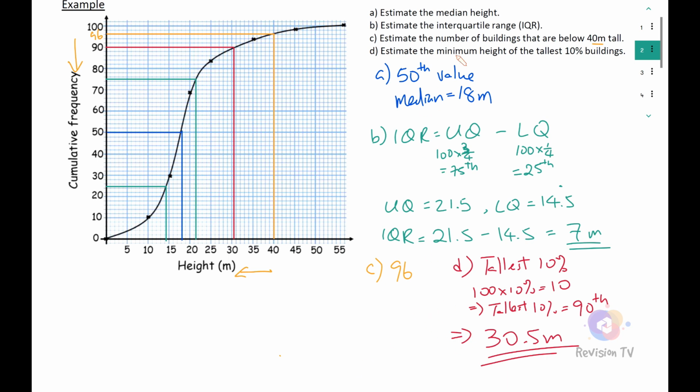If we say the maximum height for the shortest 10% will be the number 10. Okay, 10 buildings. All right.